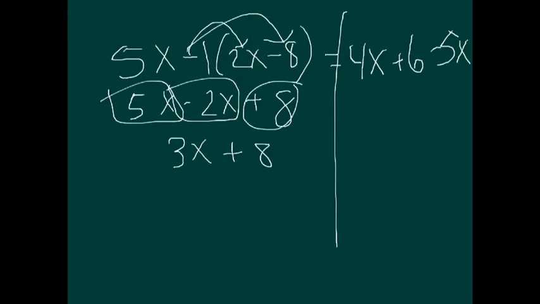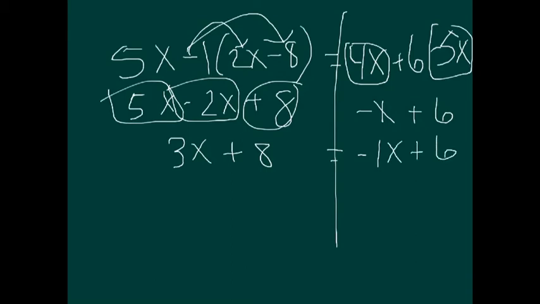I'm going to go to the right side, and I'm going to box and circle just on the right side. -x plus 6, or -1x plus 6, that's your call. So now, after I've boxed and circled on the left side, and distributed on the left side, and I've boxed and circled on the right side, I'm left with an equation where there's variables on both sides.